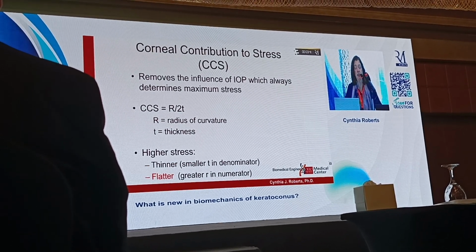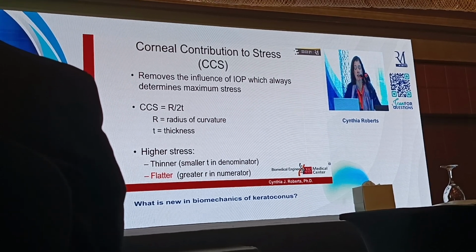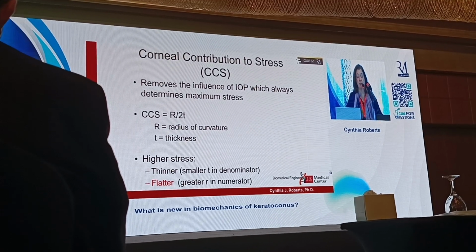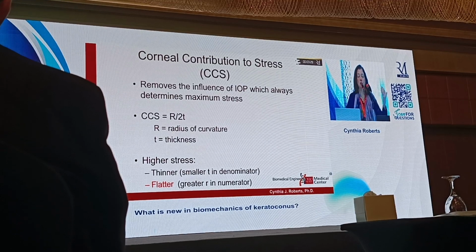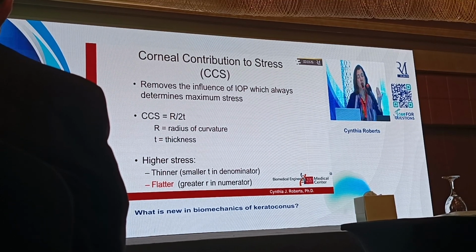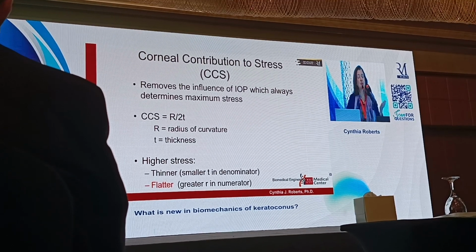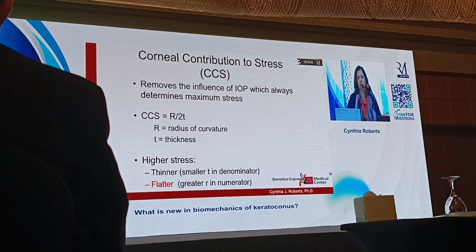So what we did is define the corneal contribution to stress, which is basically this dimensionless quantity of radius of curvature over twice the thickness. And it has the same relationships that the other one did, but I pulled out the confounding influence of intraocular pressure. Because if you include that, it is almost impossible to determine the stress distribution because you change that with changing pressure.